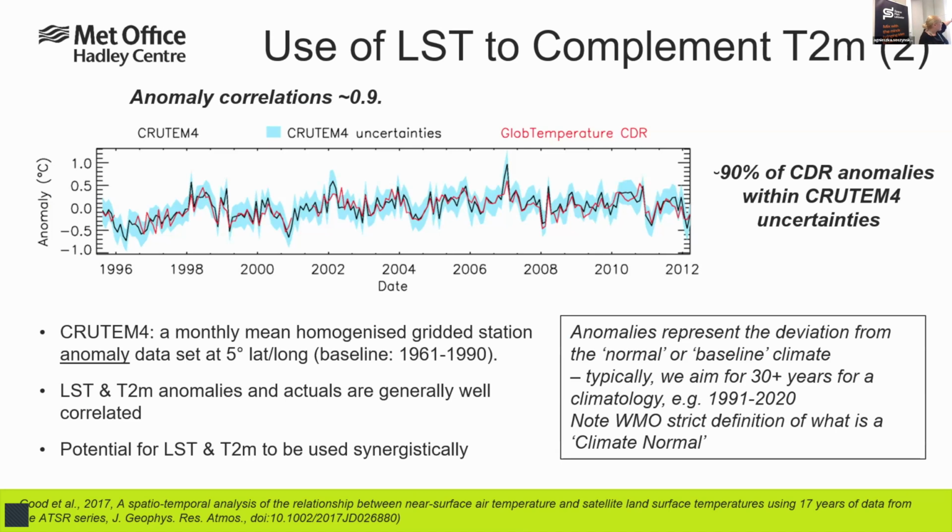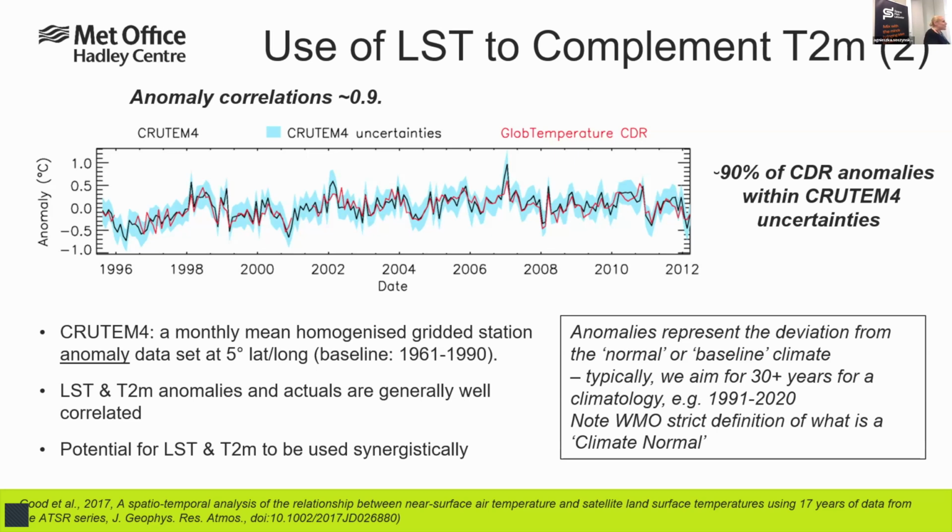So CRUTEM4 is a gridded station data set, and those are anomalies. And we've done the same with the satellite data, referenced to the same baseline period, and then compared them. And as you can see, there is a very good correlation, I think 0.9 or so, between those two time series. And actually 90% of the LST anomalies from this satellite climate data record fall within the CRUTEM uncertainties, which is that blue shading. And so straight away, we can see that there's actually a very similar signal coming from the LST data compared to 2 meter air temperature data.